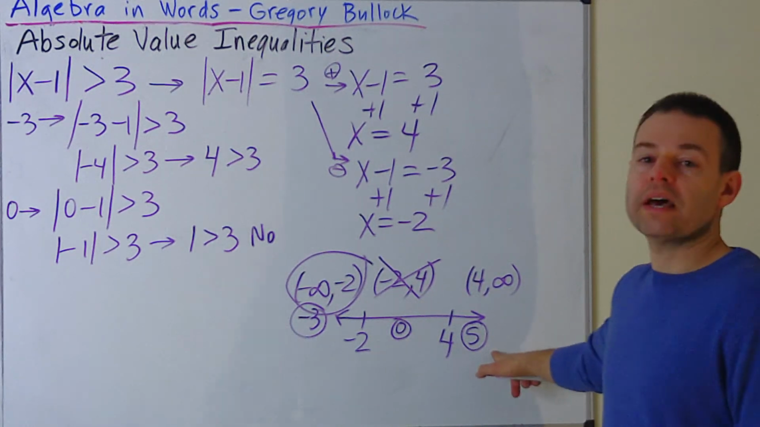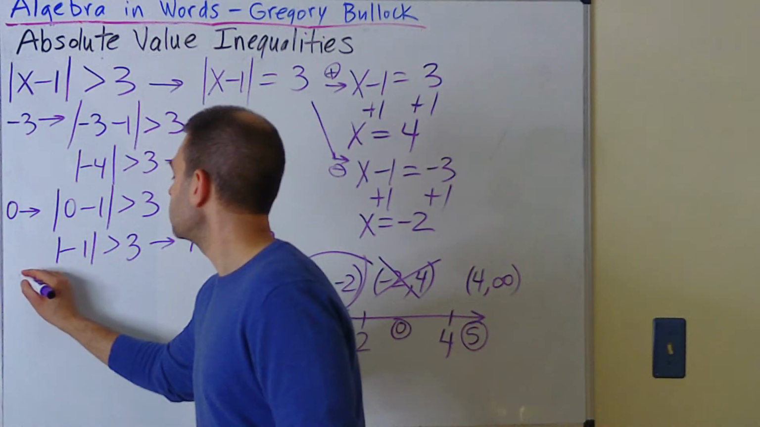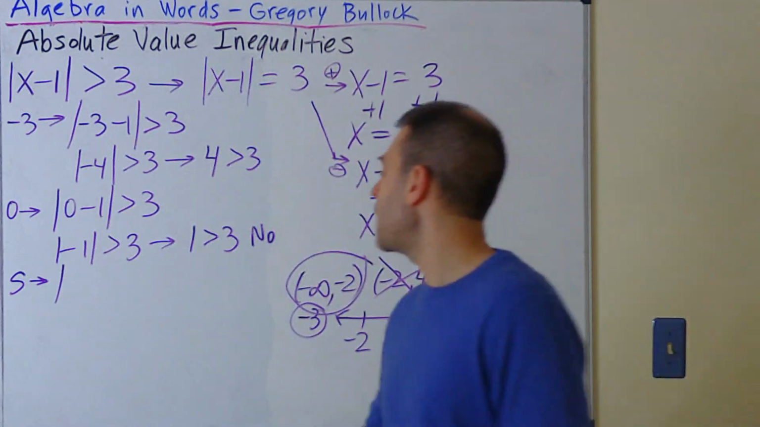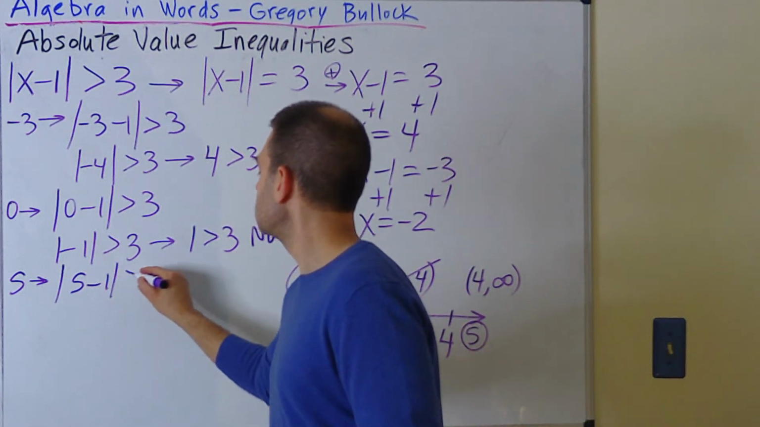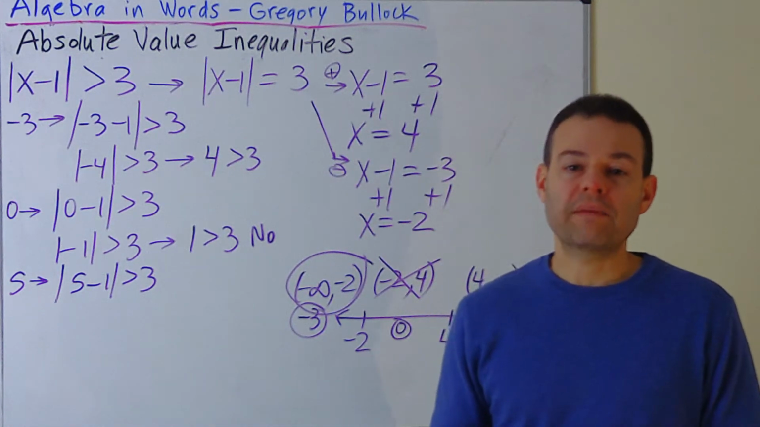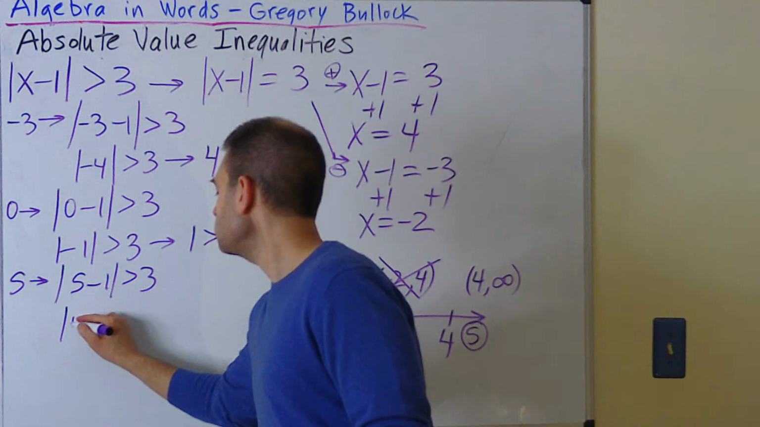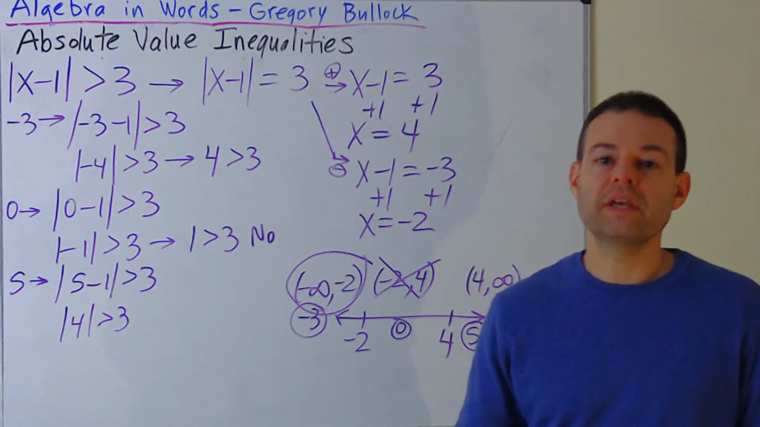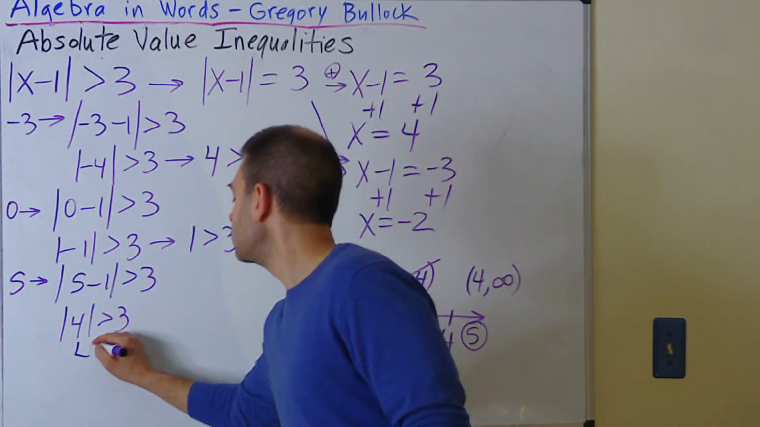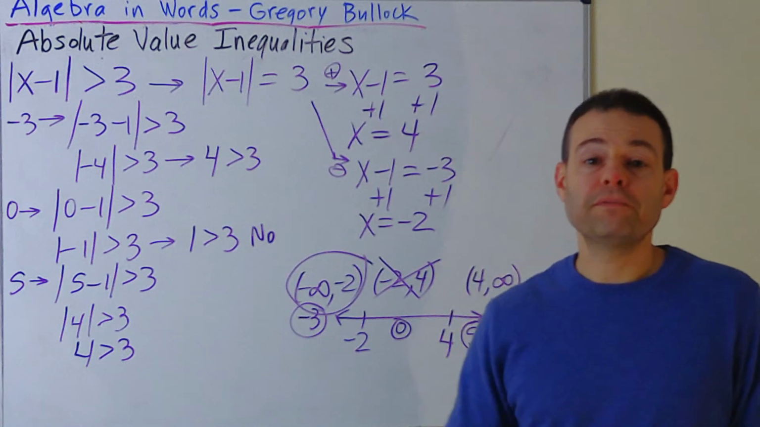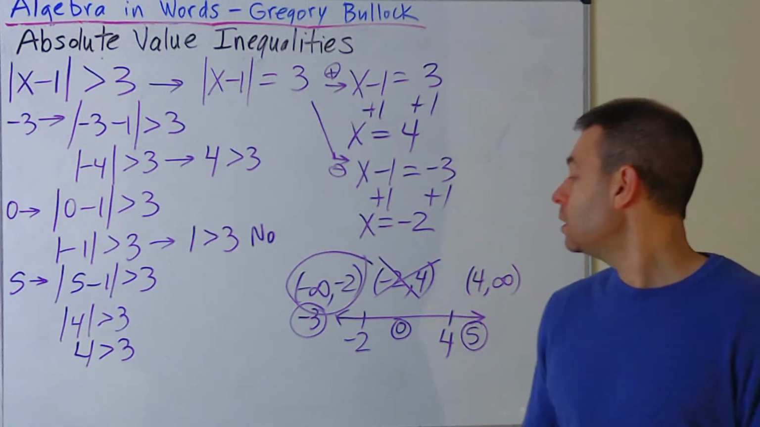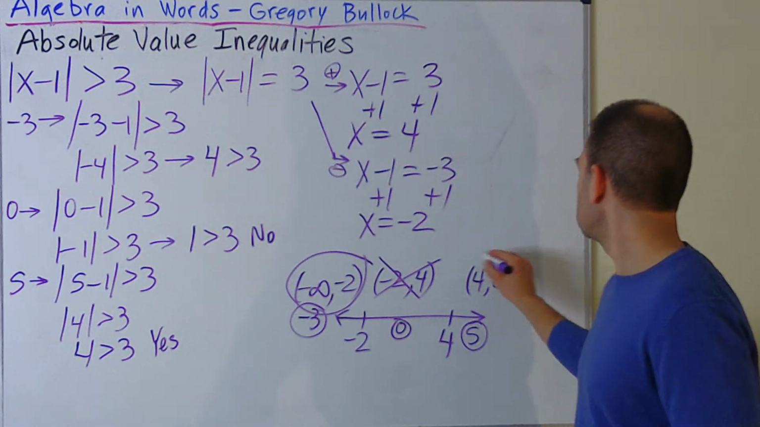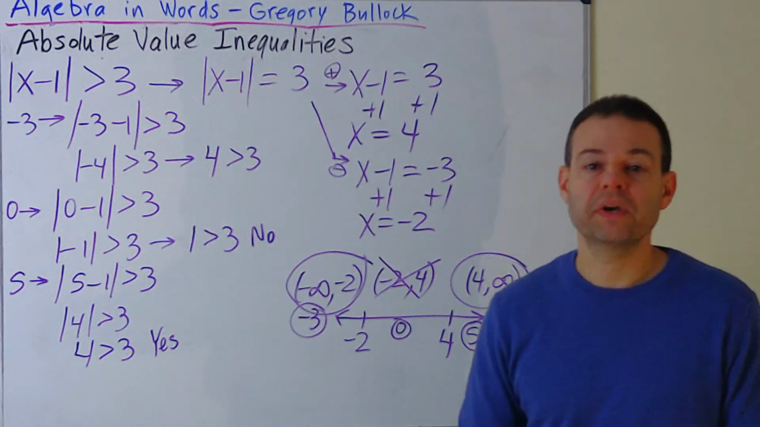And now finally, let's test point 5. So we're going to substitute 5 in for x in the original inequality. 5 minus 1 is greater than 3. 5 minus 1 is 4. And the absolute value of positive 4 is positive 4. And is positive 4 greater than 3? Yes, that's a true statement, yes. And yes means keep the region that that test point came from.